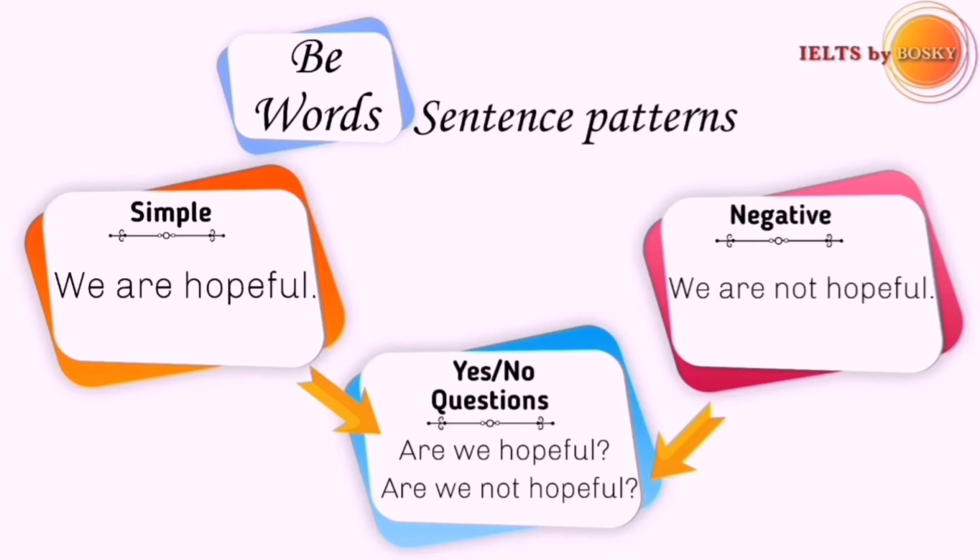Again, this is written form. Spoken form will be, aren't we hopeful? Please remember, in the contracted form, words like he, she, they, that means pronouns, they come after not. In this example, aren't we hopeful? Aren't is actually are and not. And after this not, I said we. So the final sentence is formed as, aren't we hopeful? I hope you got it.